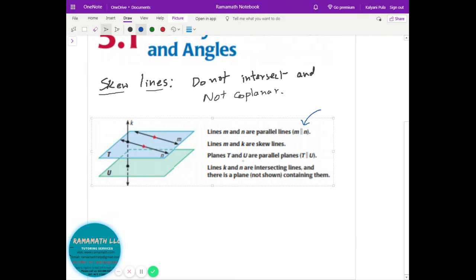And then T and U, you can see this T and U, they are parallel planes because they are parallel and they're planes. And then you can say line K and N are intersecting lines. They're crossing at some point, so they're called intersecting lines.